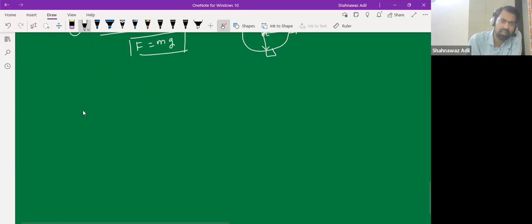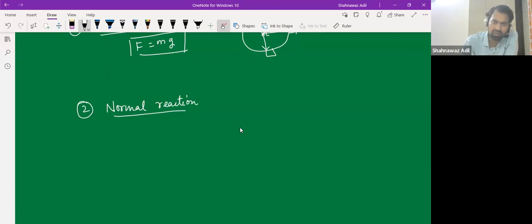The second thing that we understood was the normal reaction. Whenever we had two surfaces in contact, let's say this is the earth surface and there is some object placed on it, these two surfaces are in contact. So this surface will apply a perpendicular force in this direction, and this surface also applies one. This was called the normal reaction.